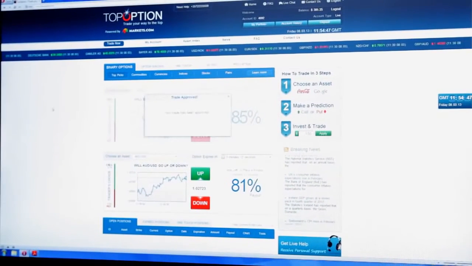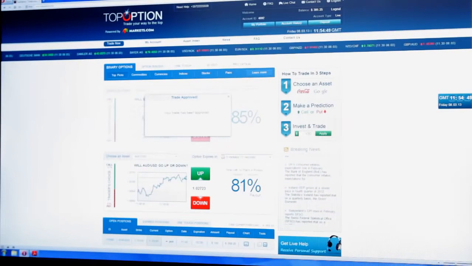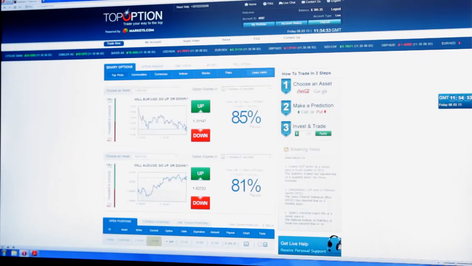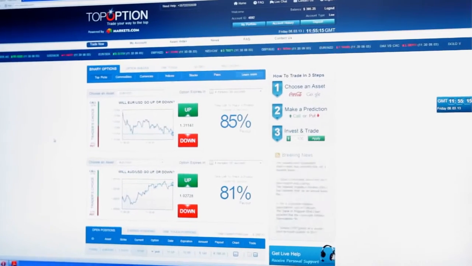We'll approve that. There it is down below, and what it's going to do is, if we win this position, it's going to cover all of our previous losses and give us a profit around $28. So again, Alex.